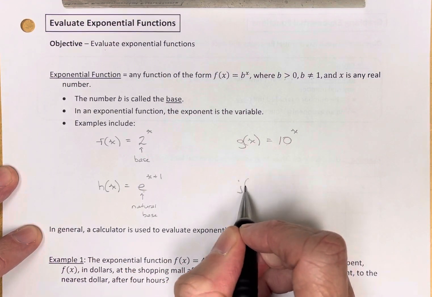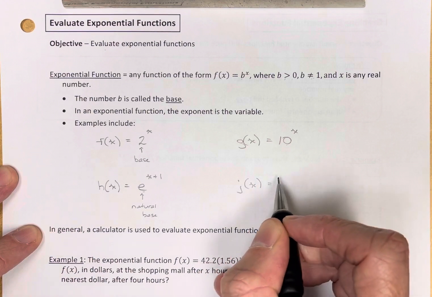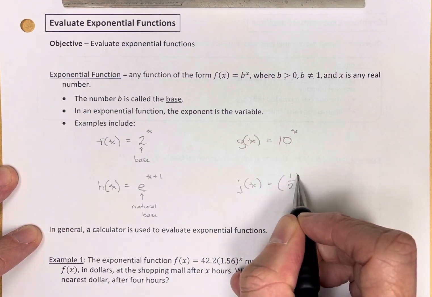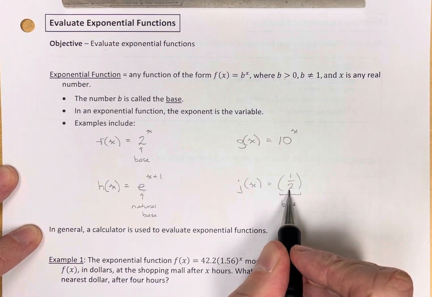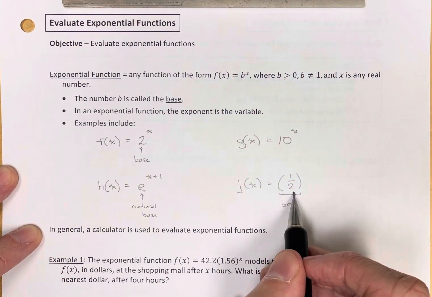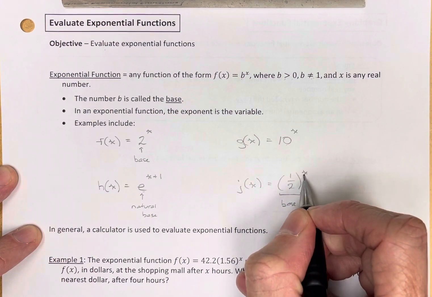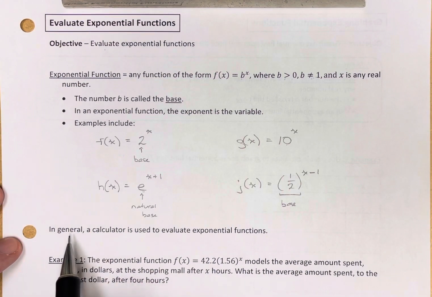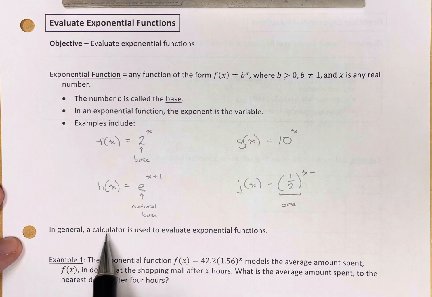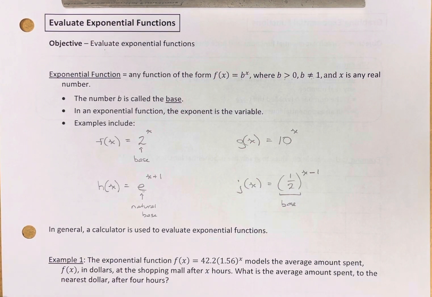And we'll do one more. How about j of x is equal to 1/2? So this is the base. As long as it's positive and not equal to 1, it can be a fraction. And we'll raise this to the x minus 1. So those are 4 examples of exponential functions. In general, we're going to use a calculator to evaluate exponential functions. It's fairly difficult to evaluate them otherwise, so we'll be using our calculator.